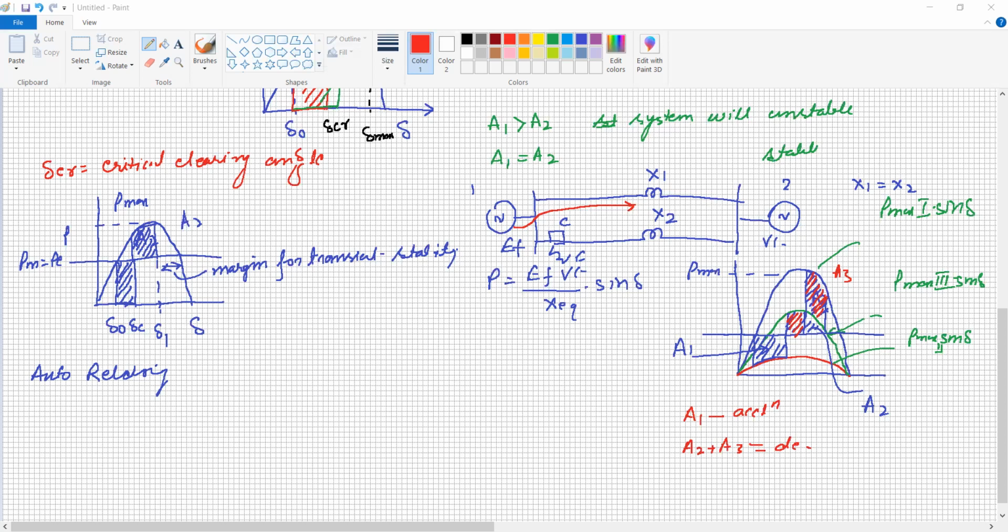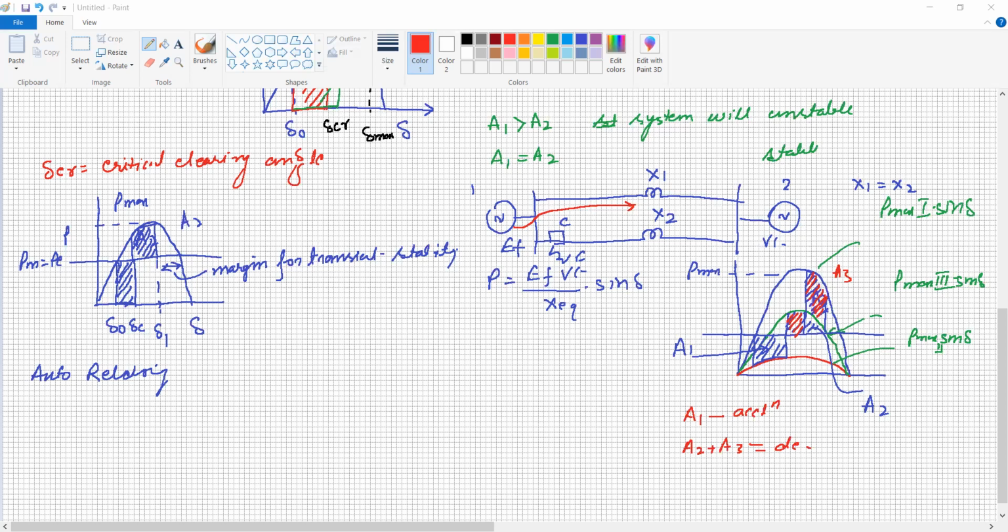This is the system, in which this is the mechanical input. Okay, and this is the generator. Under normal condition, the mechanical input is equal to the electrical output and the system will be stable. This equation is used to derive the swing equation, and this is our swing equation.